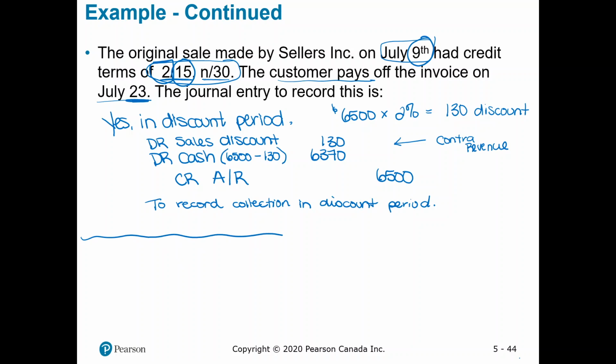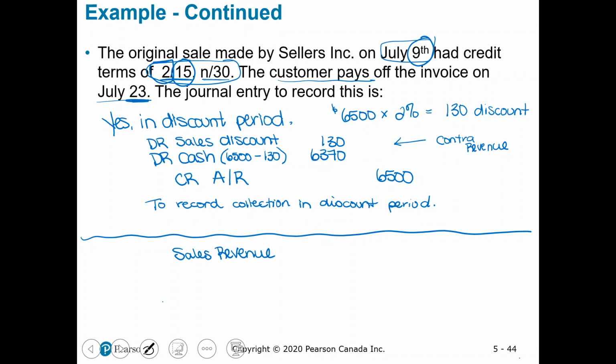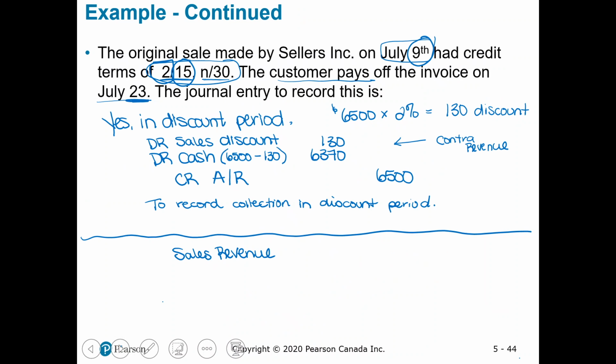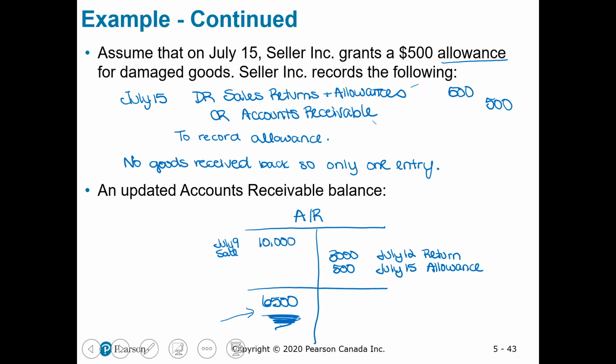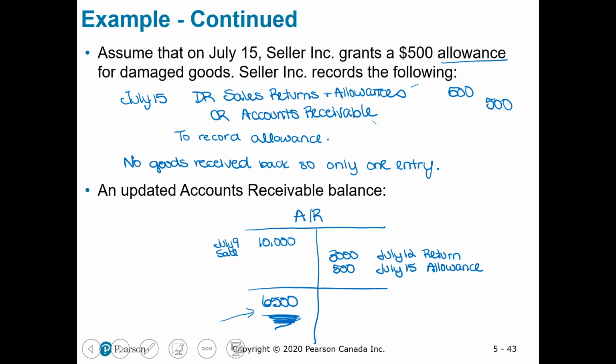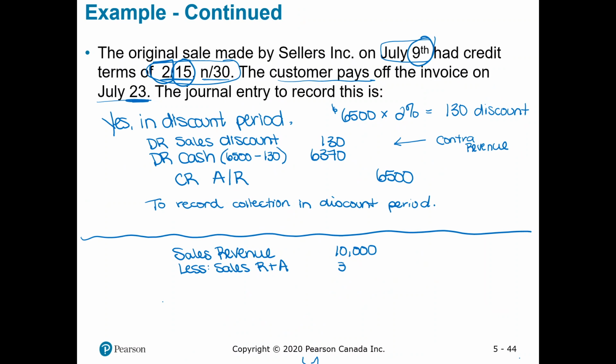Now if we quickly just calculate our net sales, we know we start with the sales revenue amount. We look back to the original sale, and we see that we had the credit to sales revenue of $10,000. That was the original amount that was sold. But then we also had sales, and just because I ran out of space, I'm just going to put R and A, so sales returns and allowances. The first thing we had was this return of $3,000. And then we also granted an allowance of $500. So overall, we have a $3,500 sales return and allowance.